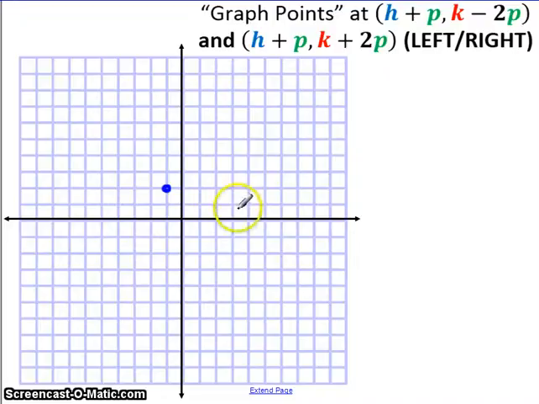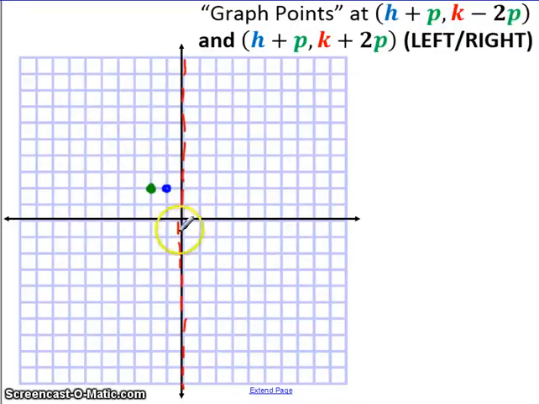And then we're going to go ahead and plot the focus at -2, 2. Okay. And then we'll go ahead and draw the directrix at x equals 0. That means it's a vertical line at x equals 0, which of course is the y-axis. Now, does this look like a parabola?